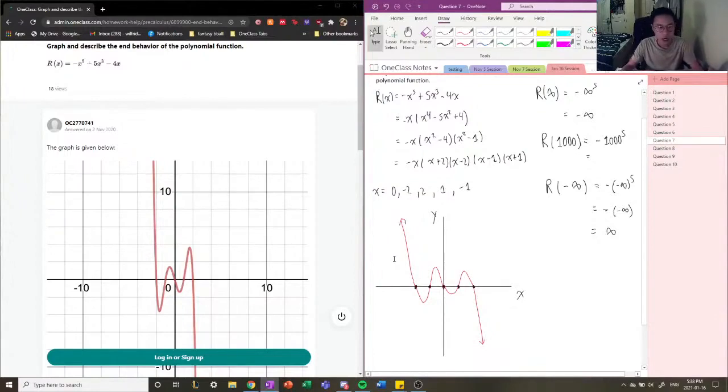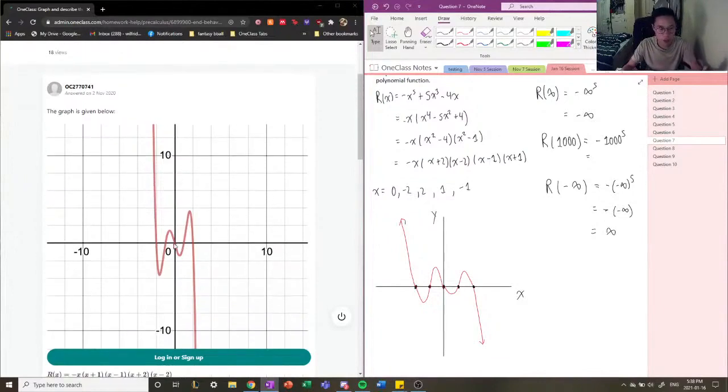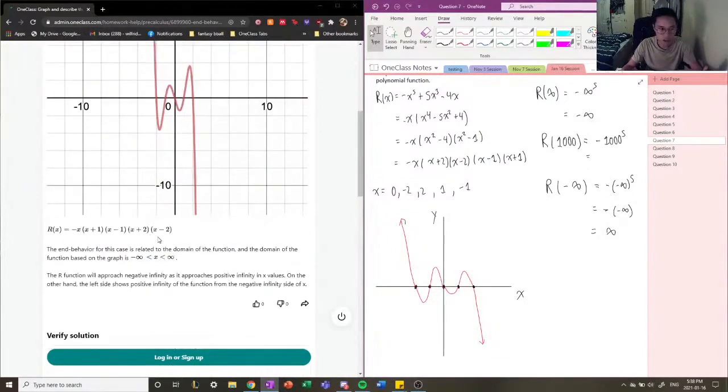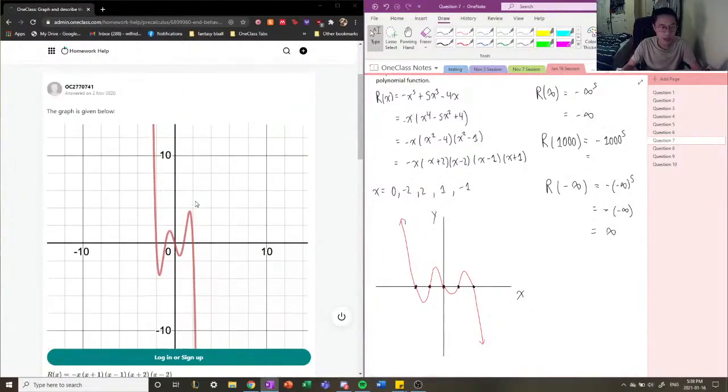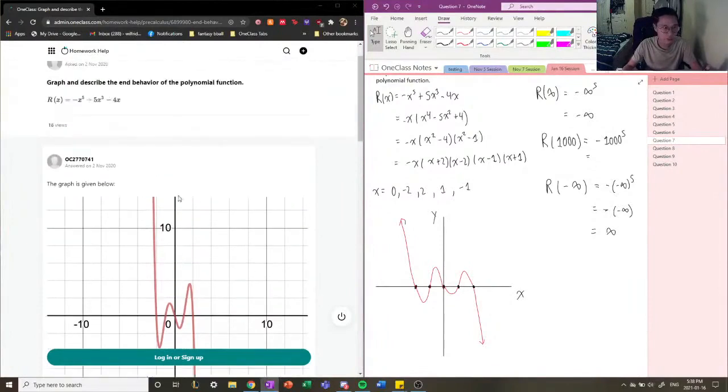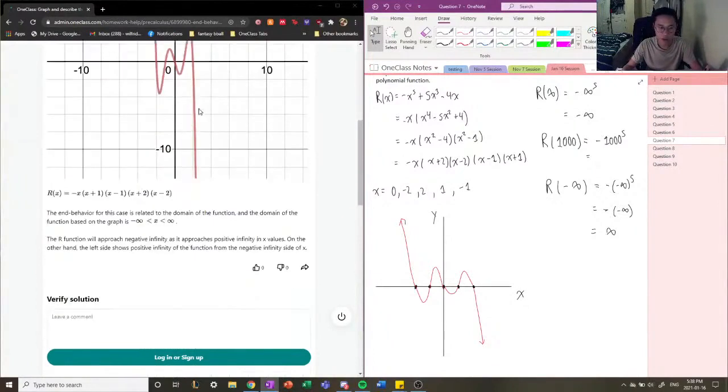Okay. Now, if we want to accurately graph this function, we have to identify where the local maximums and local minimums are. To do that, we'd have to find the derivative, then find the critical points, and then identify whether those critical points are maximums or minimums. That's beyond the scope of this question for now, because it asks us to just graph it and to describe the end behavior of the polynomial function.